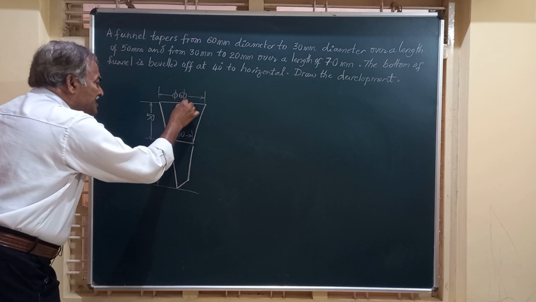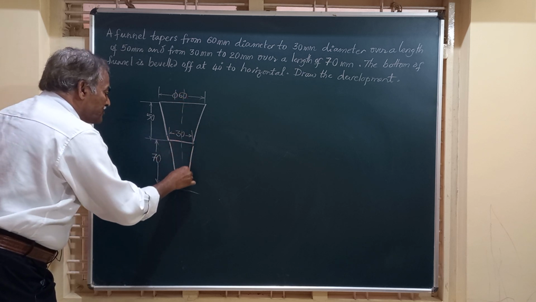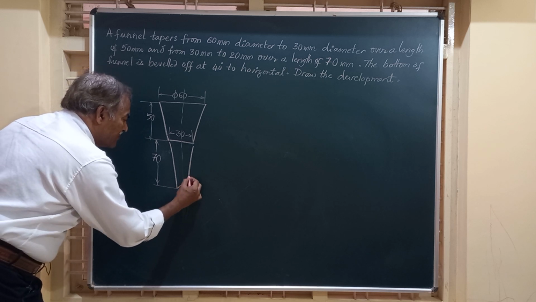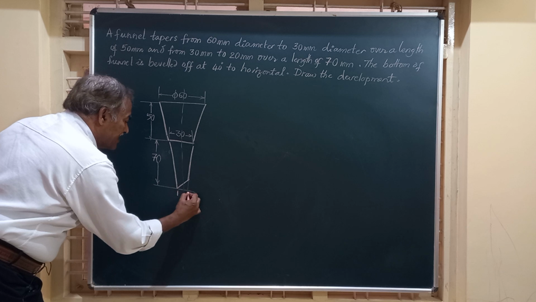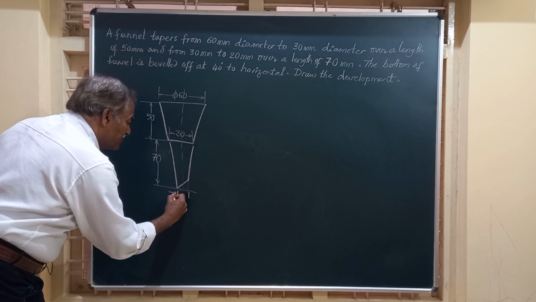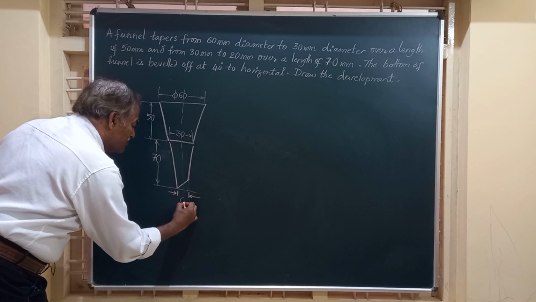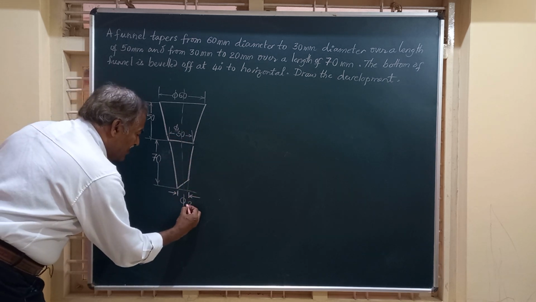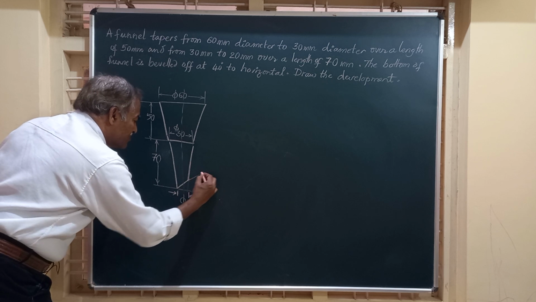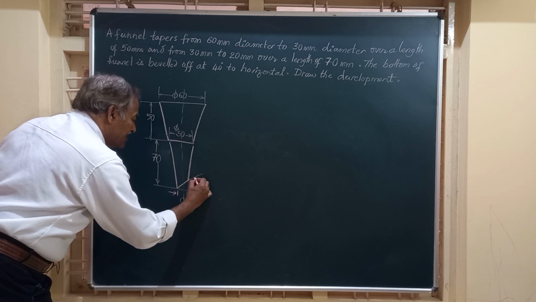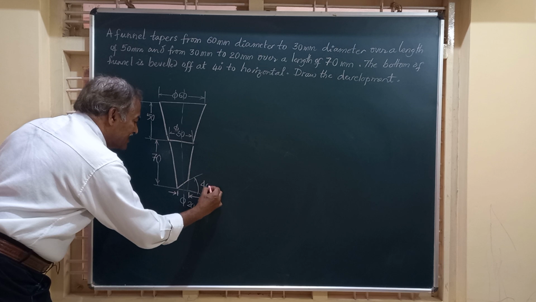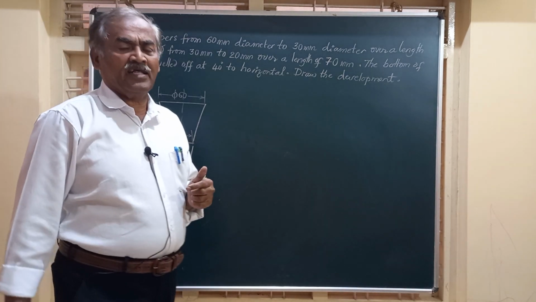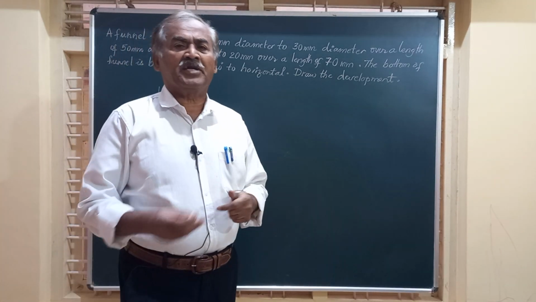So if you mark the center line here, the value here will be 30 mm. So we will mark it as 20. And at the bottom it is beveled off or chopped off at an angle of 40 degrees to the horizontal. So mark it as 40 degrees. Friends, this is how the funnel looks in the front view.